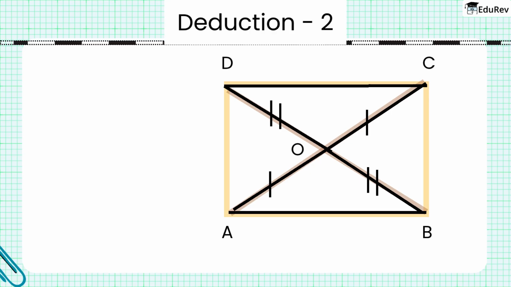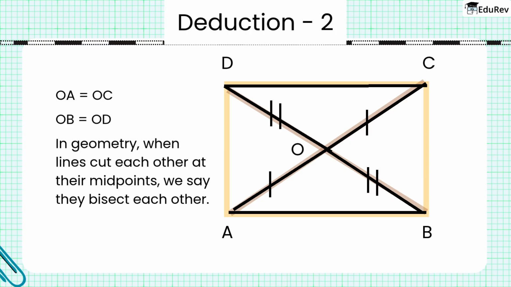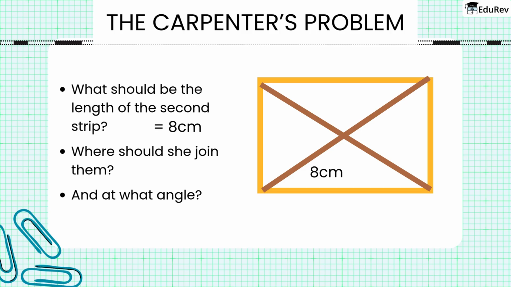Because they are congruent, their corresponding sides must be equal. This means OA is equal to OC and OB is equal to OD. Look at that. Point O is the midpoint of both diagonals. In geometry, when lines cut each other at their midpoints, we say they bisect each other. So, the answer for our carpenter is, she must join the two 8 cm strips exactly at their midpoints.